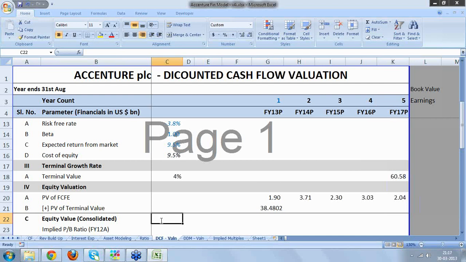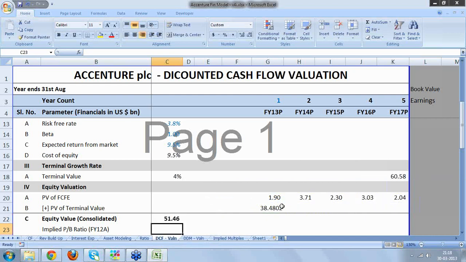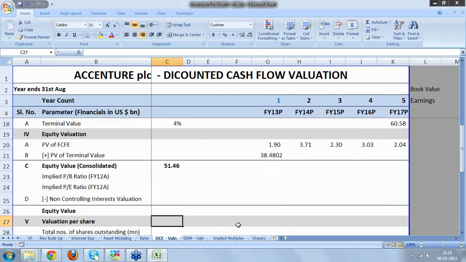So my consolidated equity value is the sum total of all of these. Sum total of all of these, enter. So it's close to 51.46. I will just check the contribution of terminal value in the total value. So this divided by this, it's roughly 75%.